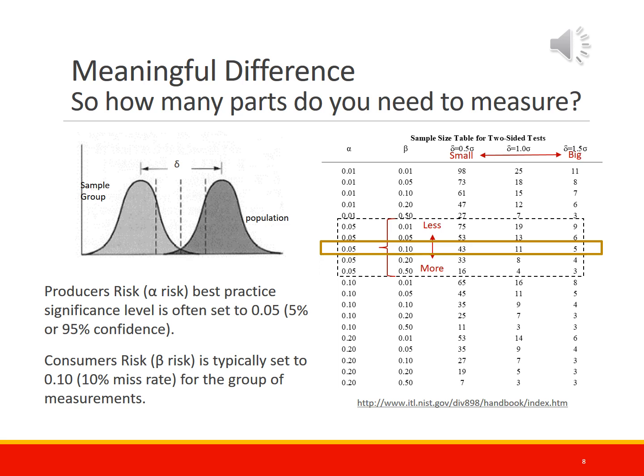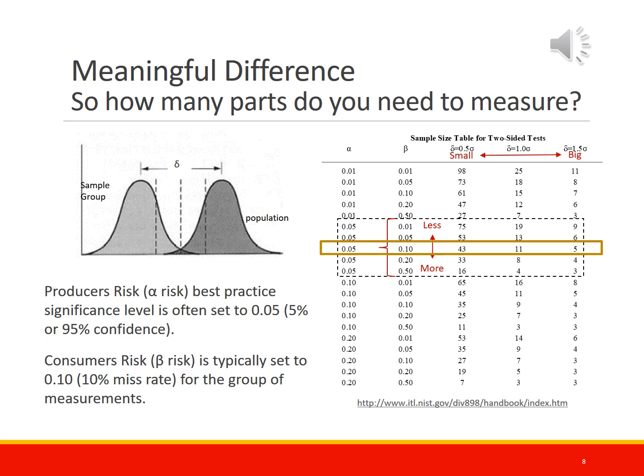So let's deconstruct the table here. Alpha, being our producer's risk, is in the first column. It ranges from, at the tippy top there, 0.01, which is a 99% confidence of our catching the difference, all the way down to about a 0.2 or 80% confidence.